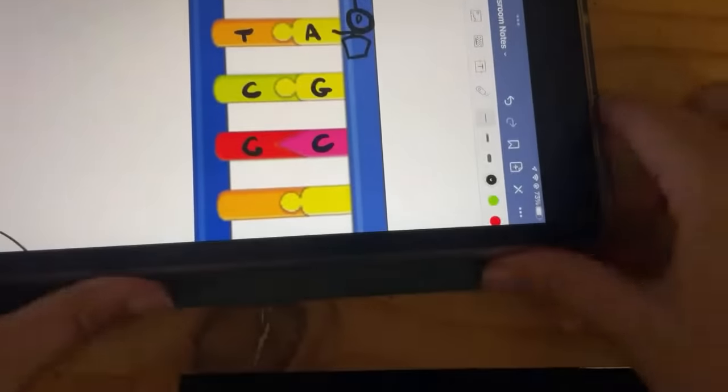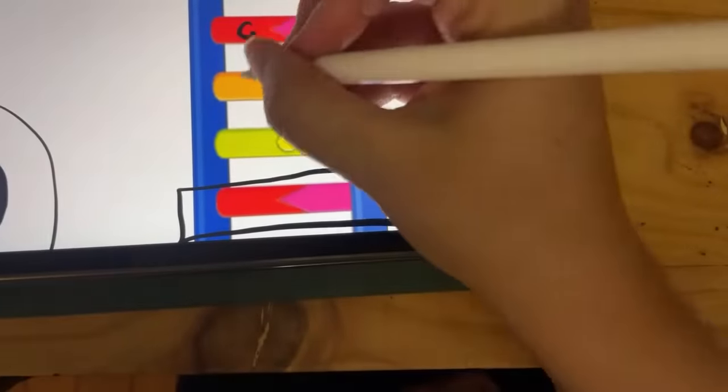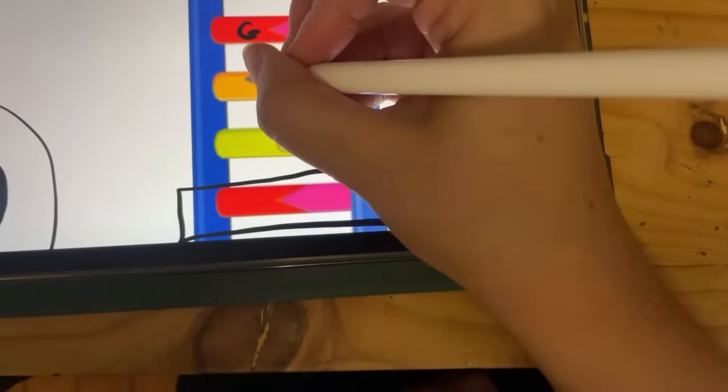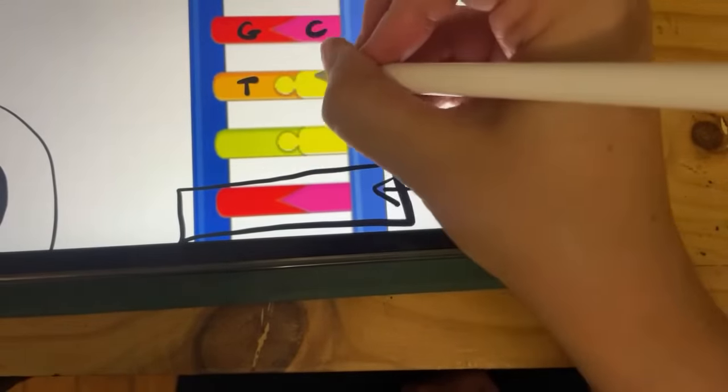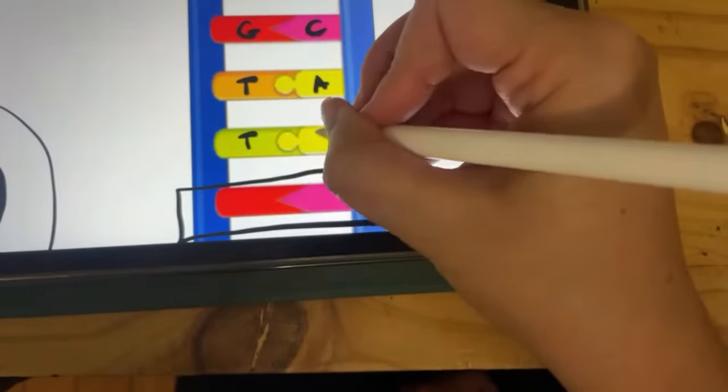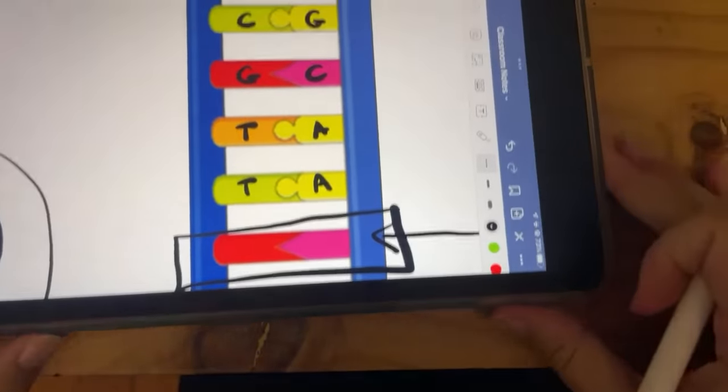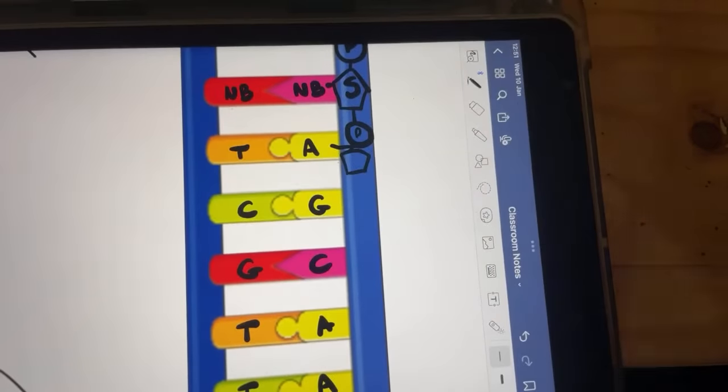Let's do a few more just to show you what it looks like on the ladder. This is a G, by the way. T, A, T, A, and so on. Okay. Am I answering your question on this ladder?